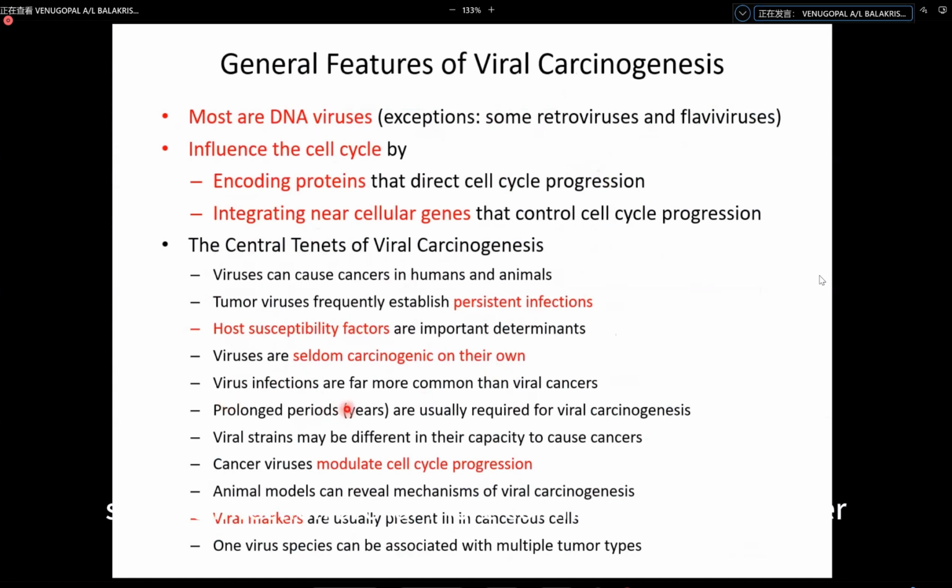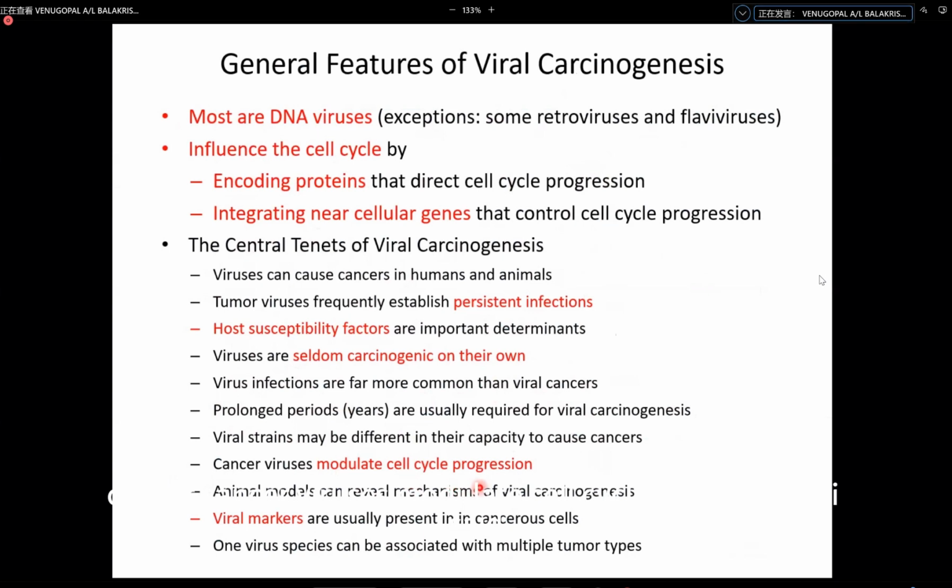So virus infections are far more common than viral cancer. There are a lot of viral infections, COVID, influenza, bird flu, and so on. But viral cancers are very low comparatively. A prolonged period, years, is usually required for viral carcinogenesis, as I said just now. Even though viral cancers are low, in comparison with infections like flu they are quite a lot, a billion compared to millions. But an infection of virus doesn't immediately cause cancer. For example, with COVID, you get the virus today, and within 2-3 days you fall sick. But for cancer, no. Once it integrates, it takes years, sometimes 10 to 20 years, to develop as a full-fledged cancer. So viral strains may differ in their capacity to cause cancer. Definitely different strains differ. Like with HPV, it is only type 16 and 18; if you get type 24, it is not going to cause cancer.